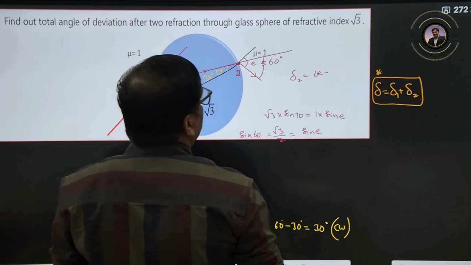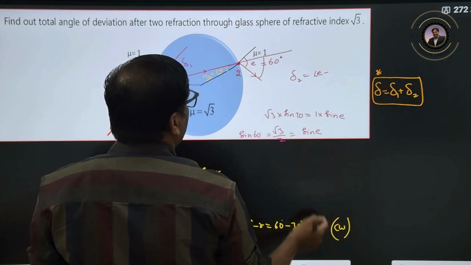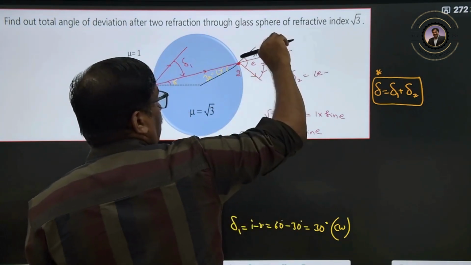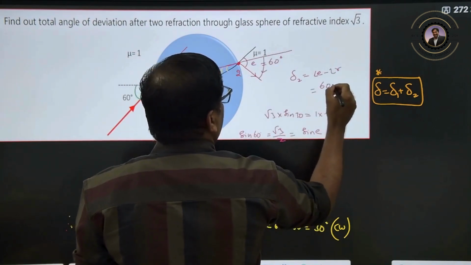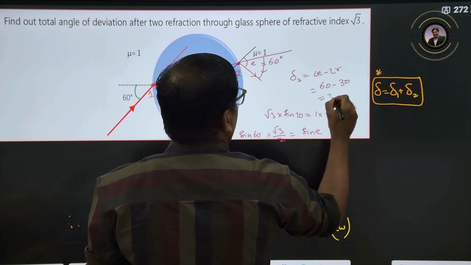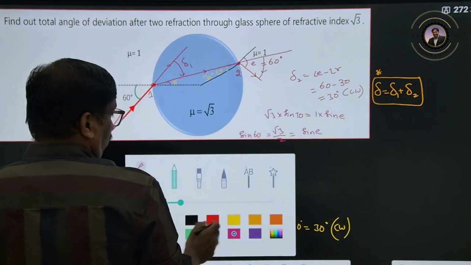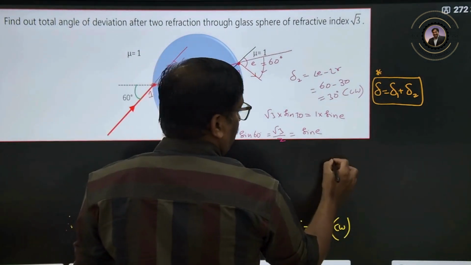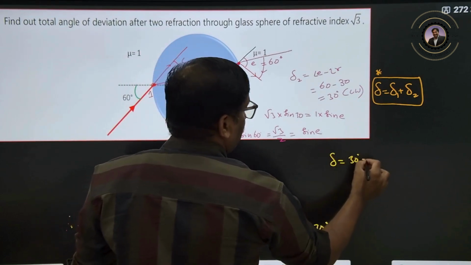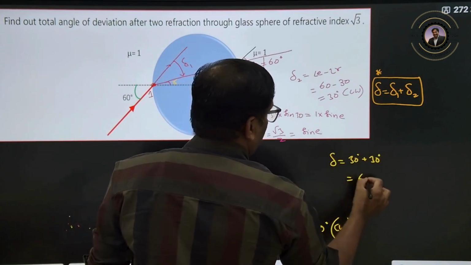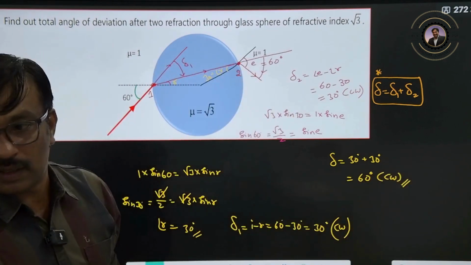Clear? Sorry, this is your incident ray. So this is your incident ray, this much is getting deviated now. Angle r, so 60 minus 30, therefore 30 degrees clockwise. Now what will be your total deviation now? Total net deviation. So this is 30 degrees clockwise plus 30 degrees clockwise, totally 60 degrees clockwise will be your answer on this. Clear?